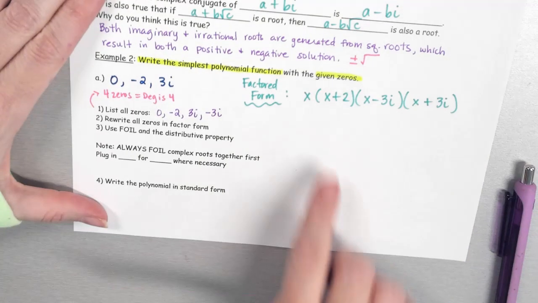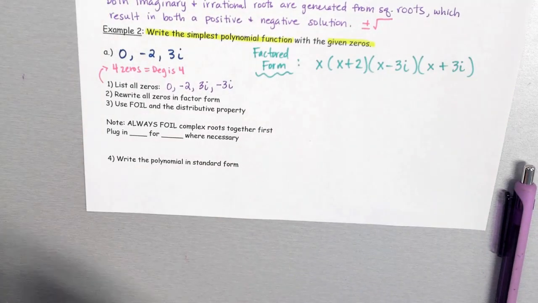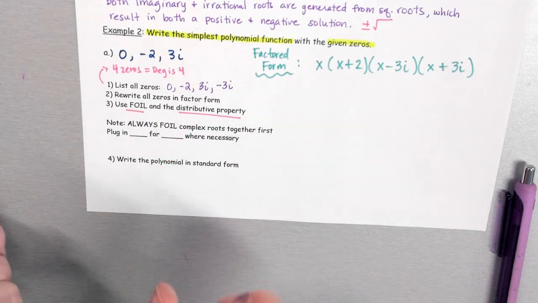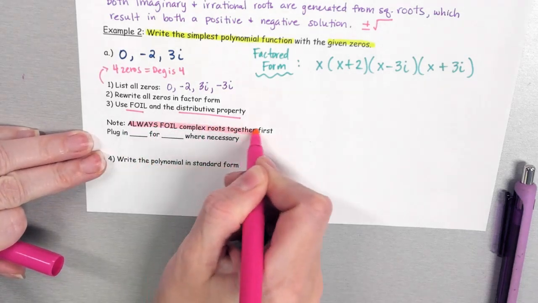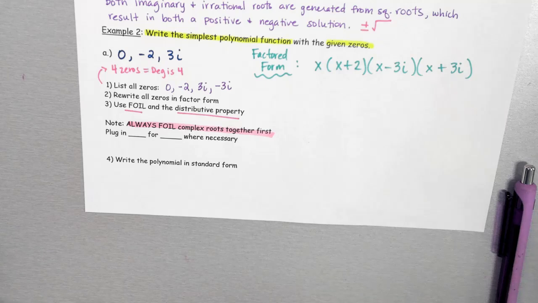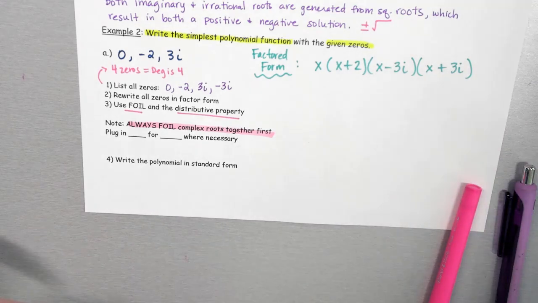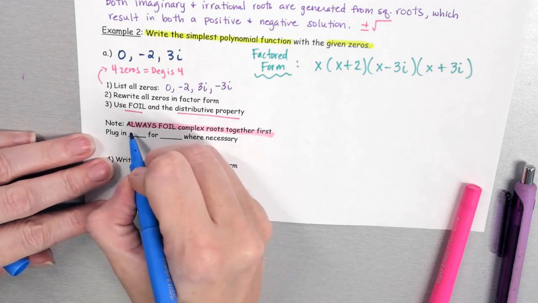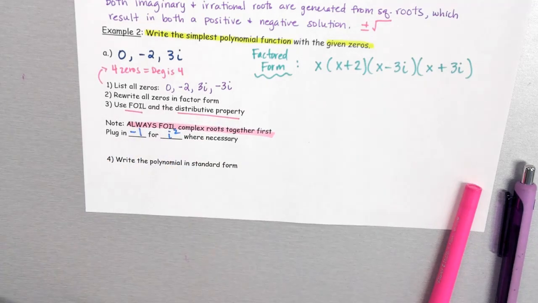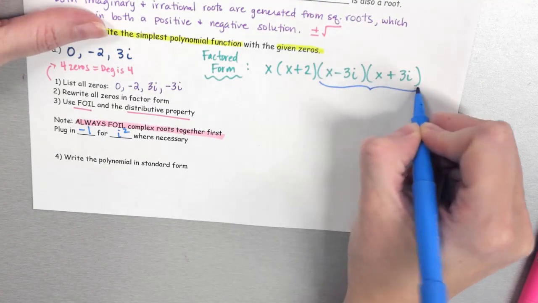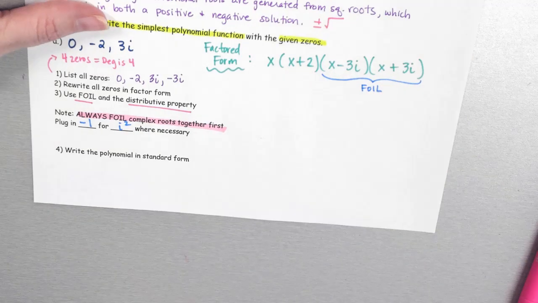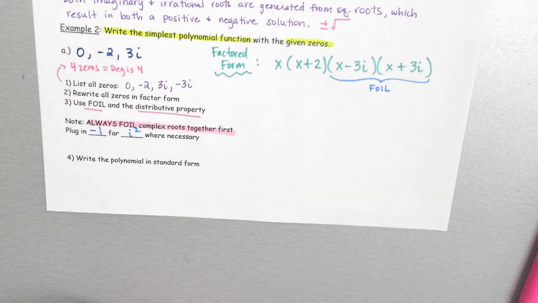So when you are going to FOIL these, FOIL and the distributive property, you always want to FOIL your complex roots together first. This is going to make the process a lot easier. So always FOIL your complex roots together first. And then remember, when we have imaginary terms, sometimes you're going to get an i squared, and we plug in negative 1 for i squared whenever that happens. Okay? So we're going to FOIL the two complex conjugates together first.